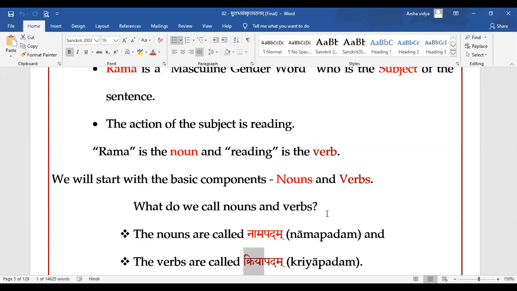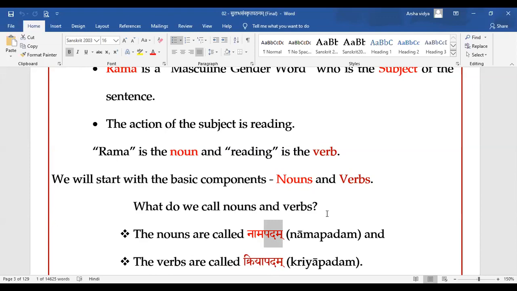A word indicating the subject, not only the subject. In Saṃskṛtam, not only the subject, the other parts of speech we're going to see, indicating that, they are all Namapadam. So Namapadam and Kriyapadam. Padam means word. It's a technical word. This is important to be noted.